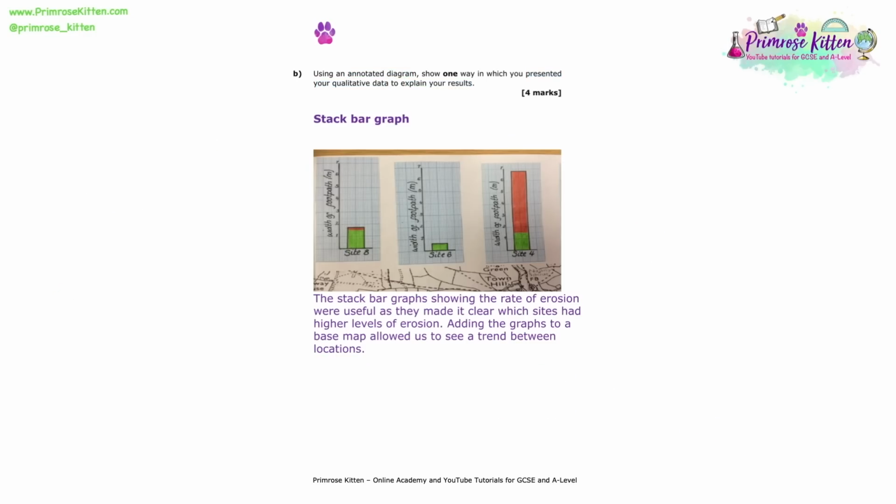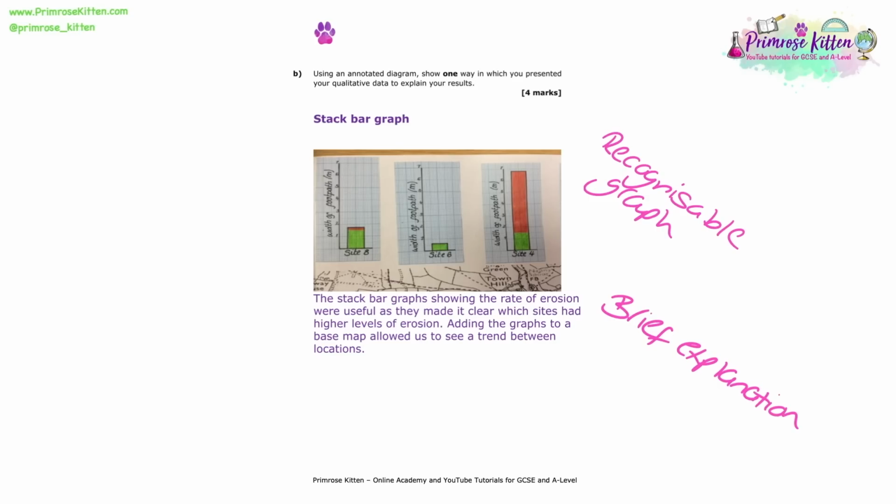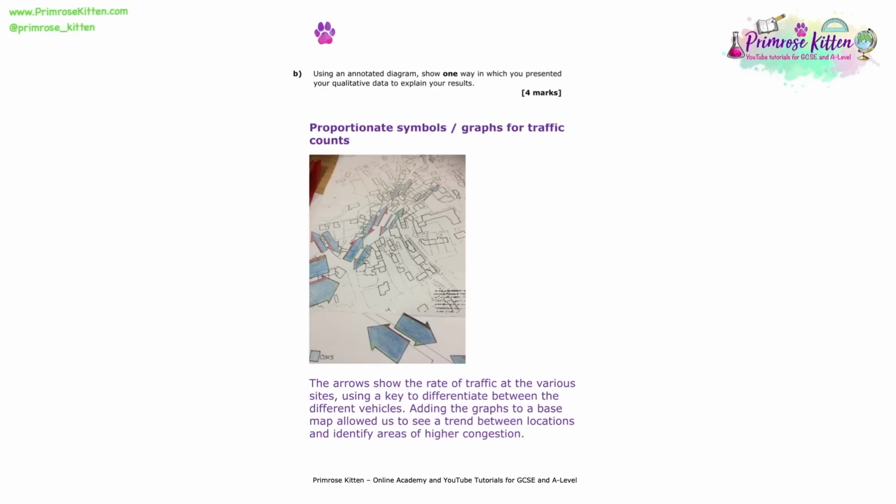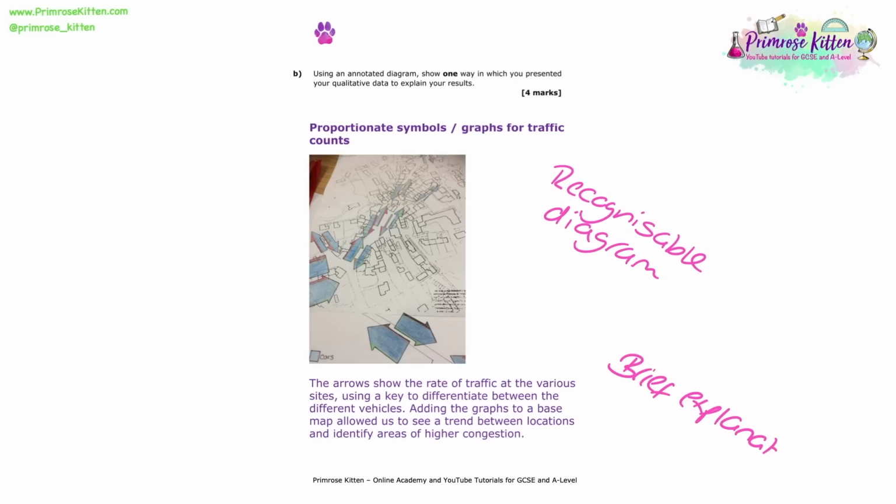Alternatively, you might choose to present your findings as a stacked bar graph. Again, this would be a recognisable graph with a brief explanation provided underneath as to how it was used. A final example is to use proportionate symbols. Again, a recognisable diagram with a brief explanation provided underneath in terms of how it was used.